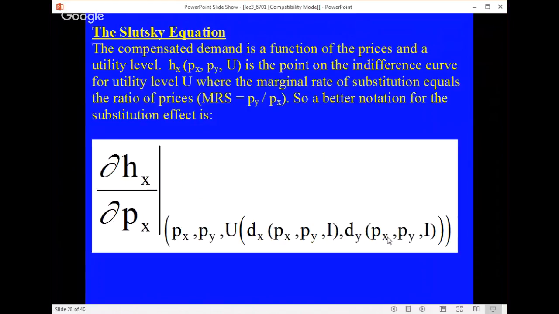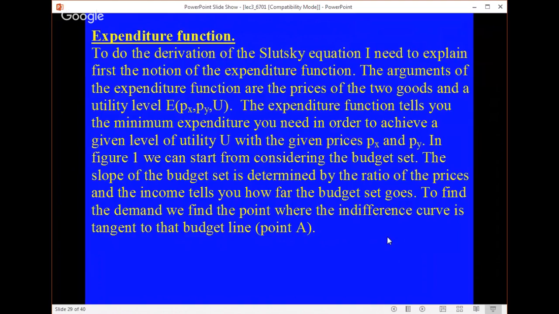So what I want is a partial of this compensated demand curve, our Slutsky equation, with respect to X, where H of X is a function of the prices, PX and PY, utility, and the demand for some other good as well. But most Marshallian demand curves that aren't Cobb-Douglas are going to have Y in the Marshallian demand, because other goods affect it.